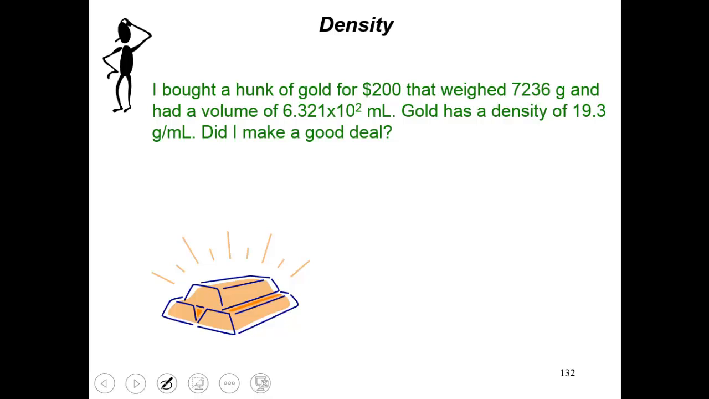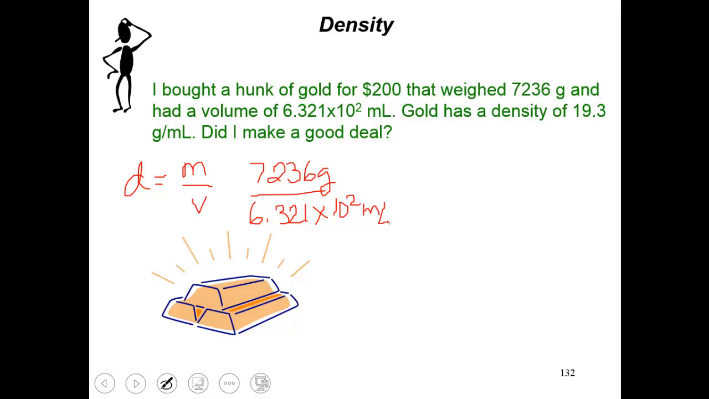So the question here is, what is the density of the hunk of something that I bought? I'm going to calculate this because density is just mass divided by volume. So density is the mass of the object over the volume, and I'm going to get that in grams per milliliter. So I have 7,236 grams, and I have 6.321 times 10 to the second milliliters. If I plug that into my calculator, I'm going to get 11.45 grams per milliliter.